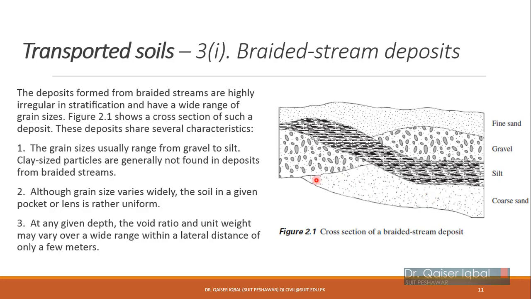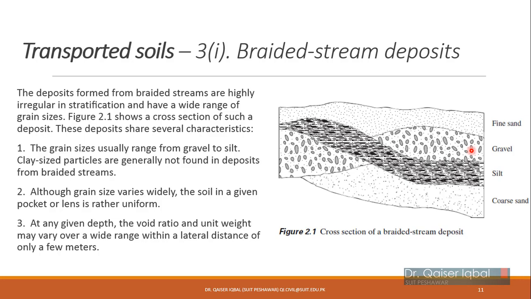Okay. At any given depth, the void ratio and unit weight will vary over a wide range over a lateral distance. So the problem with the braided stream is that if you have this gravel over here, okay, this is the cross section. If you take a cross section at some distance from here, there may be silt over here. Okay, so laterally there will be a lot of variation. And this is what we don't want, because when we are building at a particular location, we want the soil to be uniform laterally.